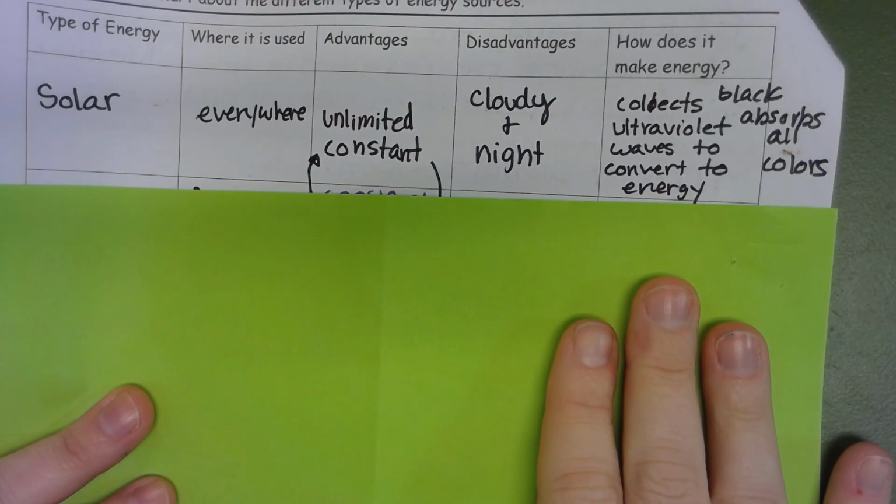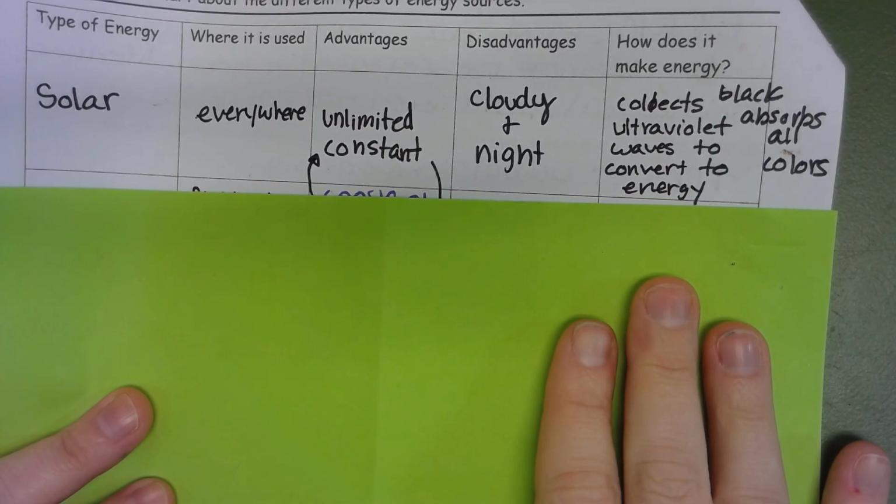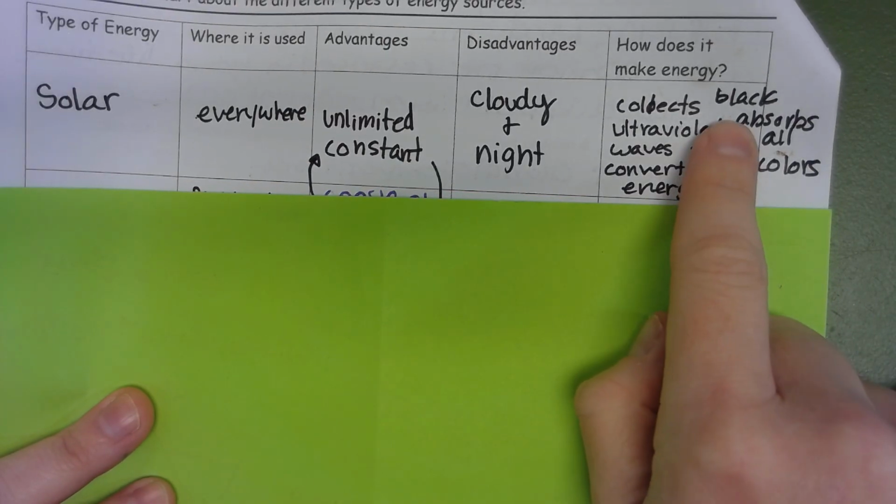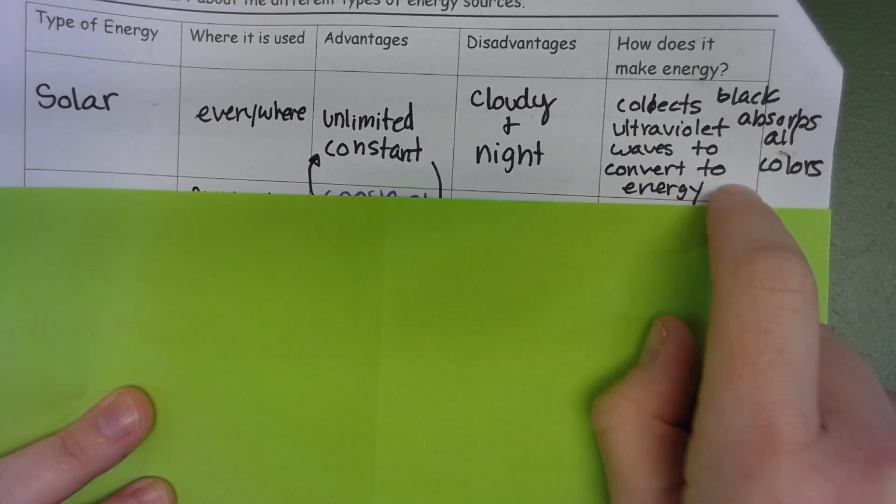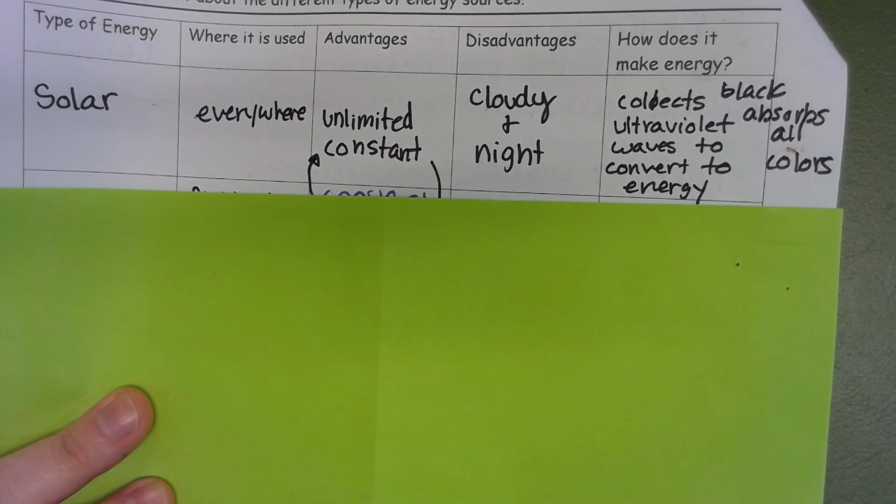How does it make energy? It collects ultraviolet waves and it converts it to energy. Solar panels are almost always black, and black absorbs all colors and the additional heat.